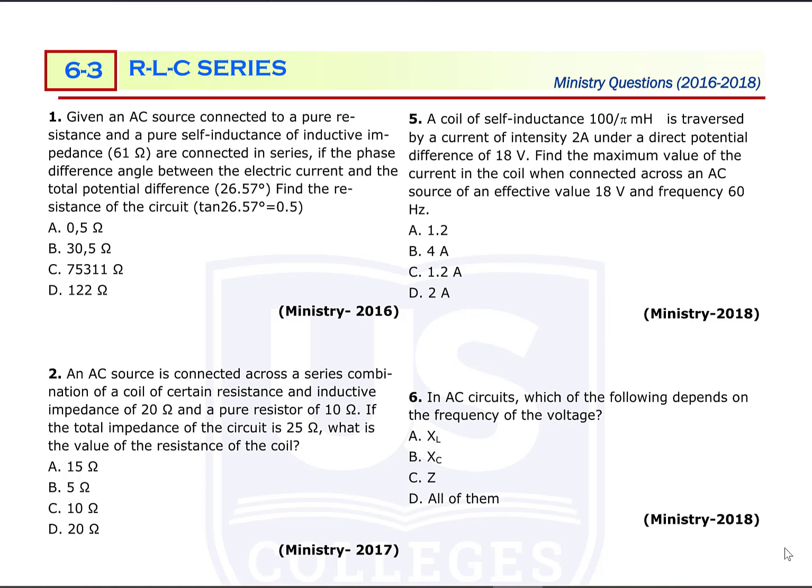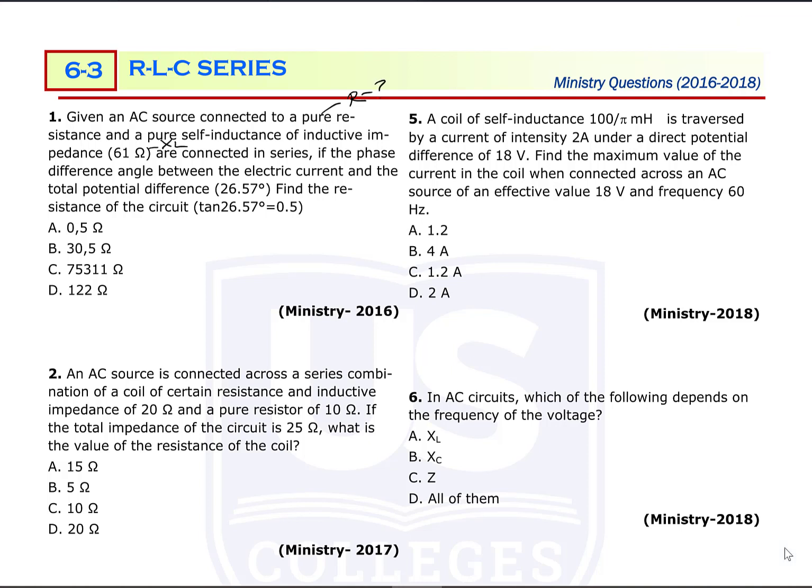Okay, we will continue doing mystery questions about RLC series circuit. Question number 1. Given an AC source to a pure resistance R and a pure self-inductance of inductive impedance XL, which is 61, connected in series. If the phase difference angle between the electric current and potential difference is 26.57, find the resistance of the circuit. R is the question.